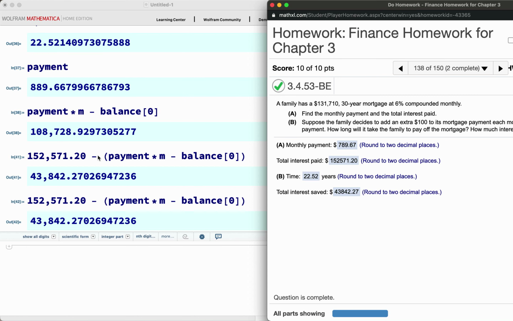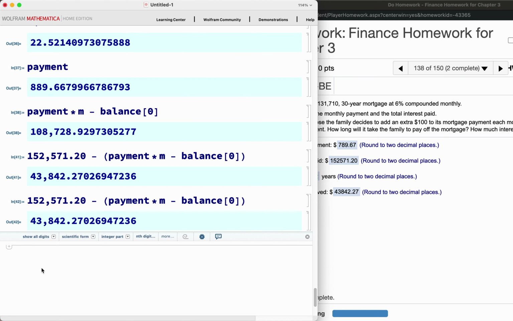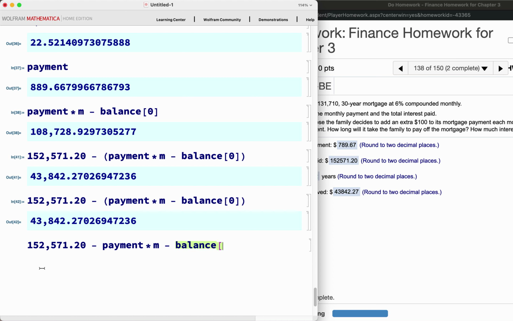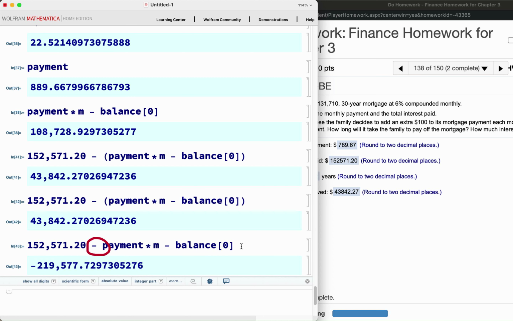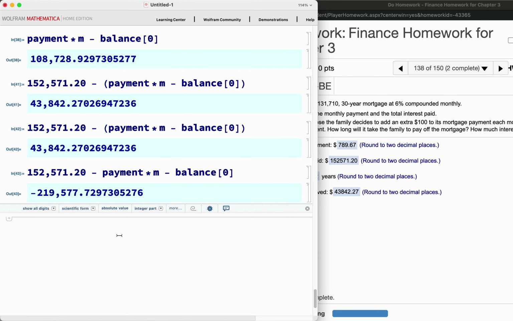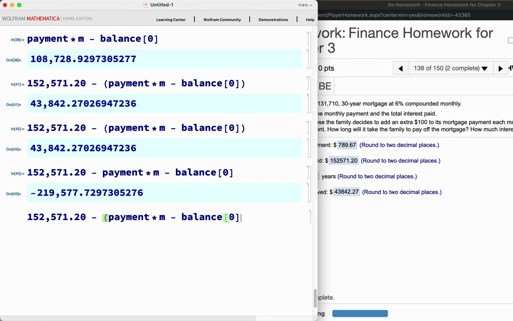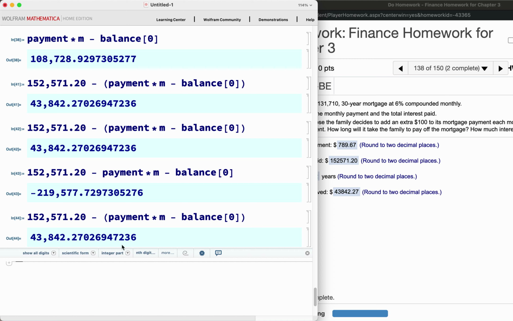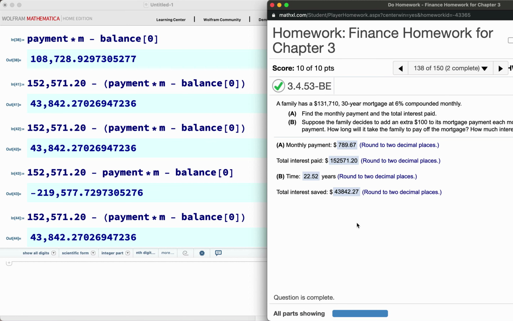But yeah, so just remember when you're figuring out the total interest, you really do need parentheses because otherwise you will get the wrong answer. 152,571.20 minus the payment times m minus the balance of 0. You're actually doing this subtraction first, and that's going to give you definitely the wrong answer. All right, so what you really want is 152,571.20 minus payment times m minus balance of 0. And that's going to be the correct answer. That's going to be the answer that you want.